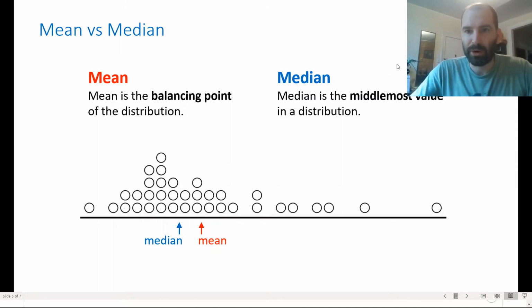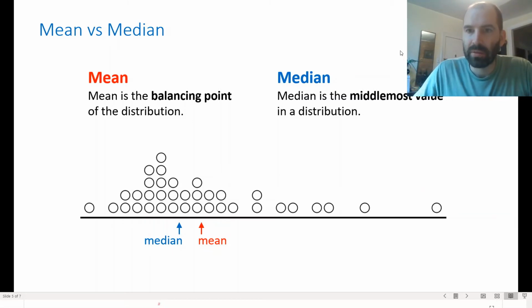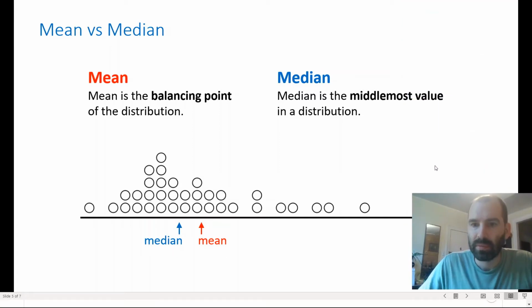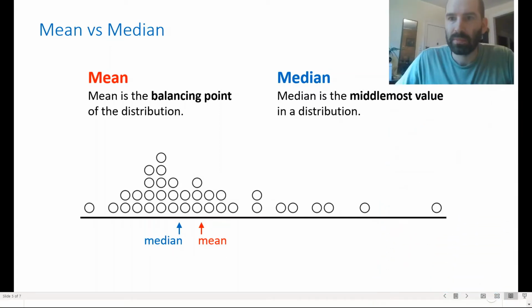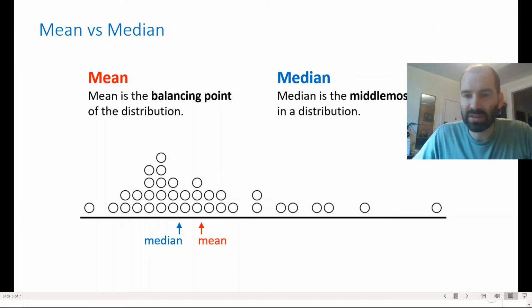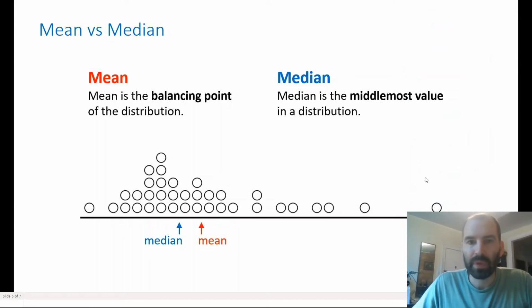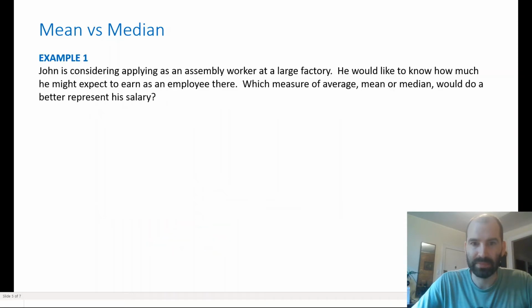So just in summary, the mean is the balancing point of the distribution. The median is the middlemost value of the distribution. So let's look at some examples where we have to decide which one to use. Should we be using the mean or the median in these cases?